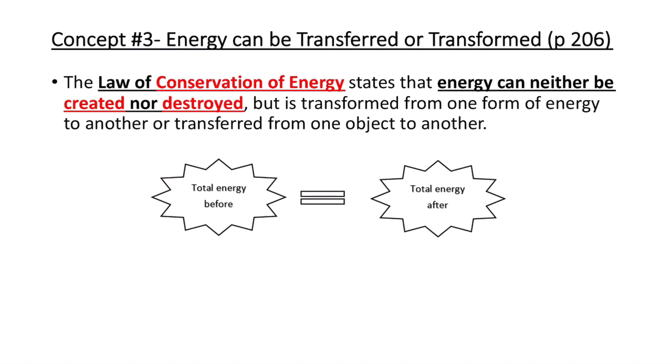So even if the amount of energy in one object changes, it wasn't created out of nowhere, nor was it destroyed. It's just coming from somewhere else or going somewhere else. Take a moment to wrap your head around that idea. So total energy before must equal total energy after.